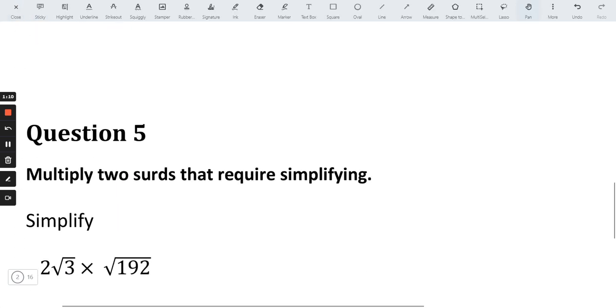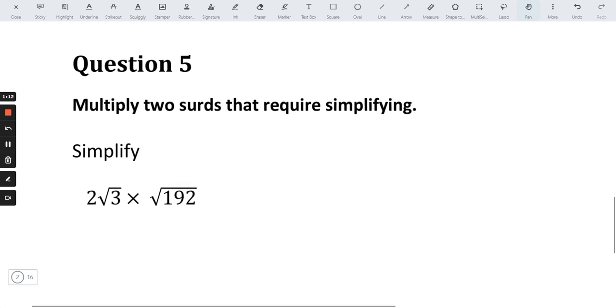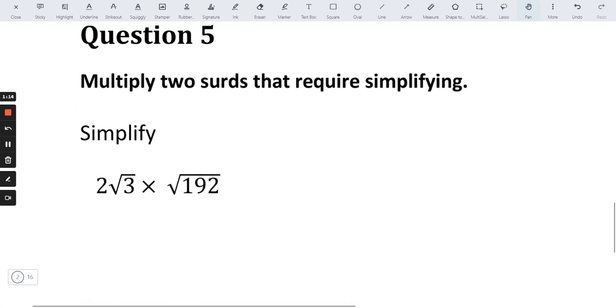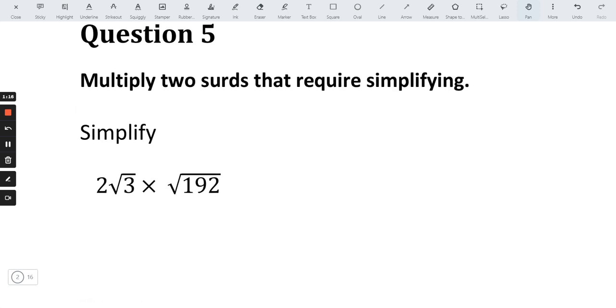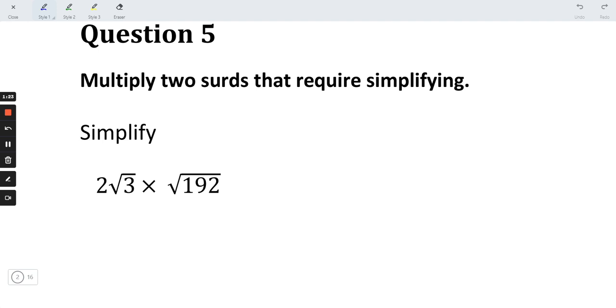Another question here: multiply two surds that require simplifying. Again, we should multiply first and then try to simplify. So here we have 2 square root 3 times square root 192.